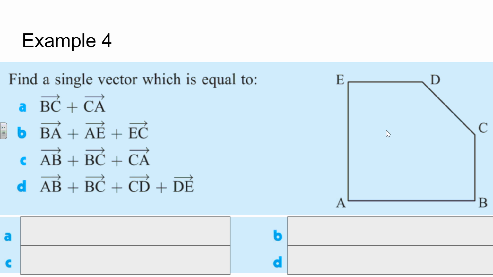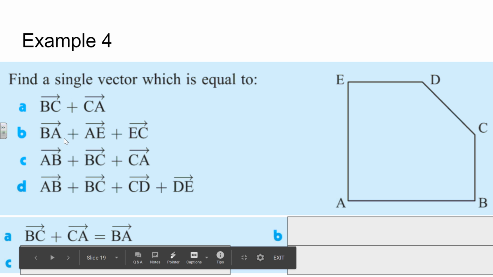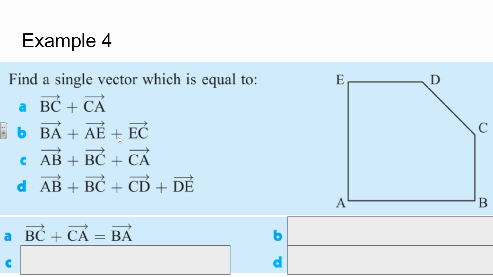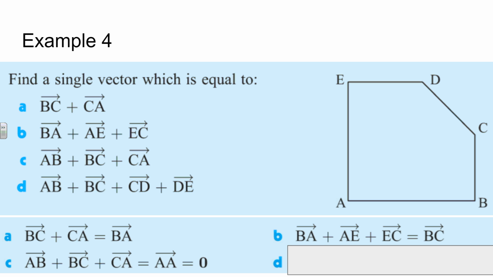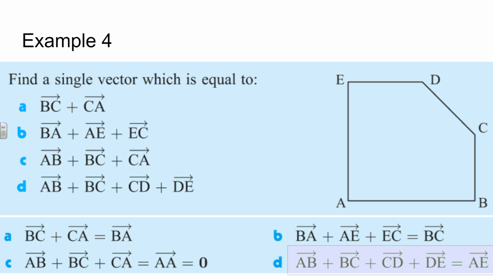Let's take a look at this example using the polygon here on the right. If it says vector BC plus CA, if you notice here, the first vector ends at point C and the second vector starts at point C. So really, I can just say that by the transitive property, that vector BC plus vector CA is vector BA. If I look at vector BA plus AE, again, notice that they share that point A, and also here they share the point E going from vector AE to vector EC. So therefore, again, just skipping ahead, BA plus AE plus EC is equal to BC. And the same thing holds for part C as well. It's just going to be vector AA, which is 0. And if I look at D, again, everything holds, so it's just going to be vector AE.